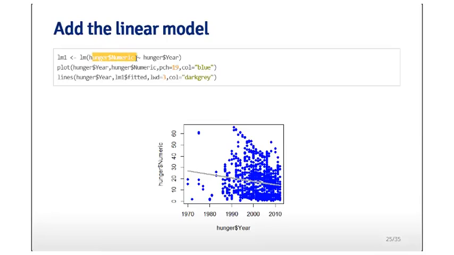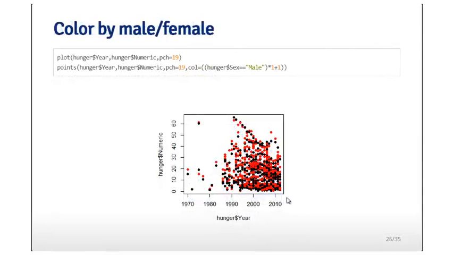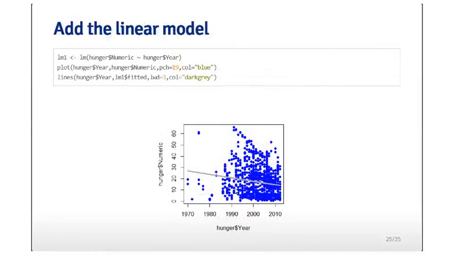If you don't have the data equal statement, then the variable has to be explicitly stated. You have to grab the variable from the data frame hunger, both the numeric and the year variables. You have to grab from them if you don't include the data statement, because lm otherwise wouldn't know where to look. Here's the plot, and then you can just do lines. You can, by the way, just do lines lm1, and it'll put it in there. And there's the line.